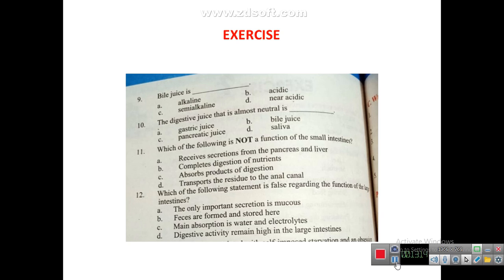11th, which of the following is not a function of the small intestine? Option D, transport the residue to the anal canal. 12th, which of the following statements is false regarding the function of the large intestine? Option D, digestive activity remains high in the large intestine.